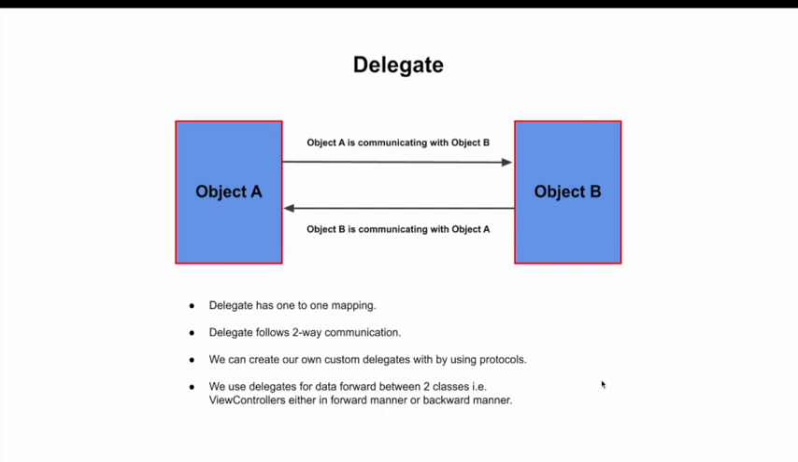Alright. Delegate has one-to-one mapping. When we say one-to-one, we mean that at a time, one object communicates with one other object. That's why it is one-to-one mapping. Delegate follows two-way communication. What is two-way communication? Object A is communicating with object B, and in response, object B is communicating with object A. So the communication is happening both ways, and it is two-way communication.